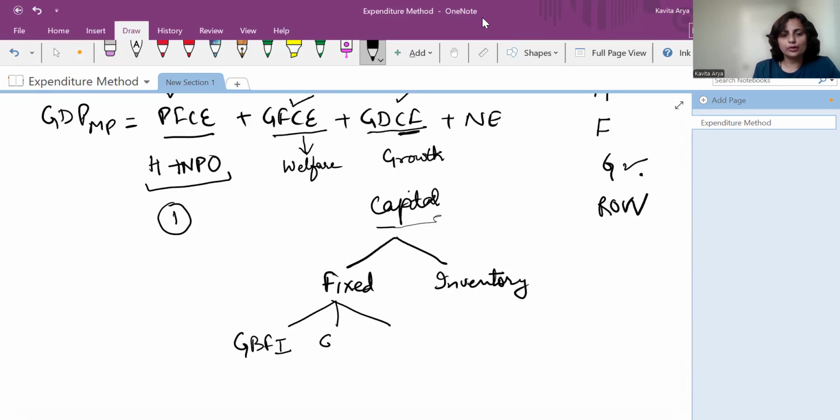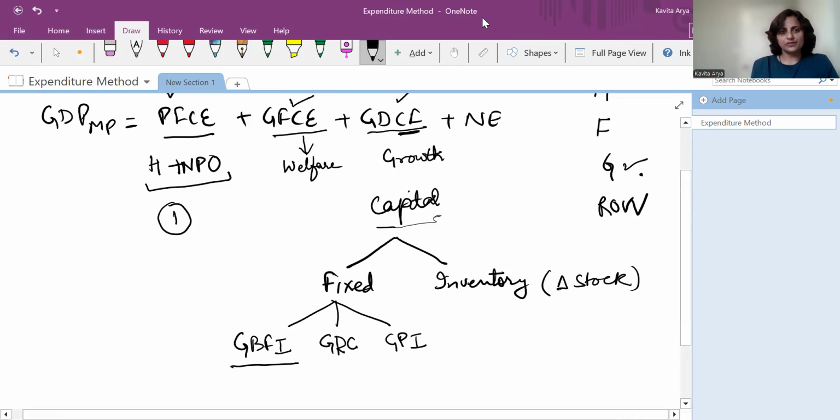Here we have gross domestic fixed investment, or domestic or residential construction. So residential construction and gross public investment. And this inventory or change in stock is already there. So let's talk about all of these one by one.